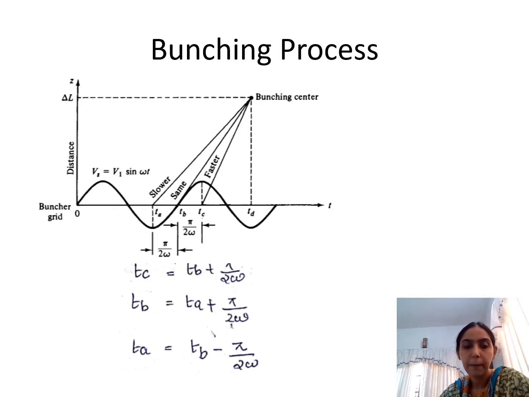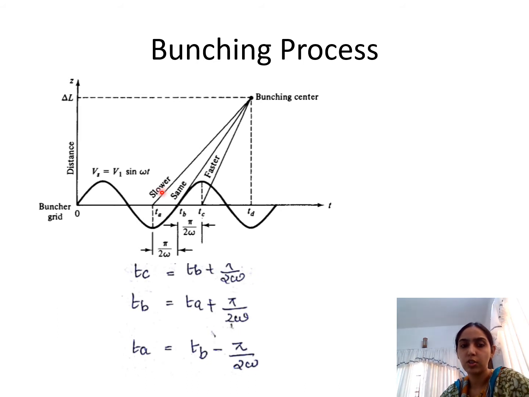Now we'll come to the bunching process. Once the electrons are velocity modulated, they leave the buncher cavity. In the free space between the two cavities, the buncher and catcher cavity, there is a bunching process. This is the trajectory for the electrons traveling fast, for the electrons traveling with the same velocity, and for the electrons traveling with the slower velocity.